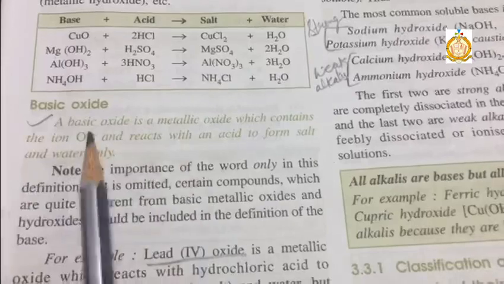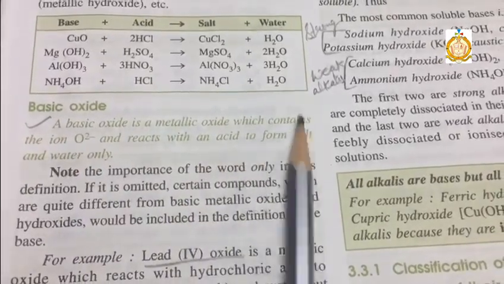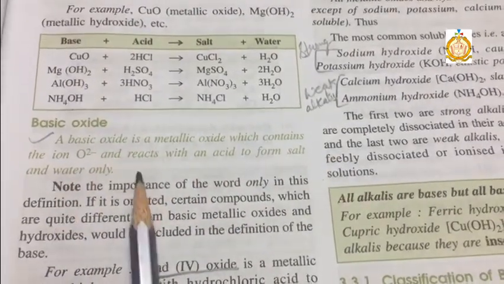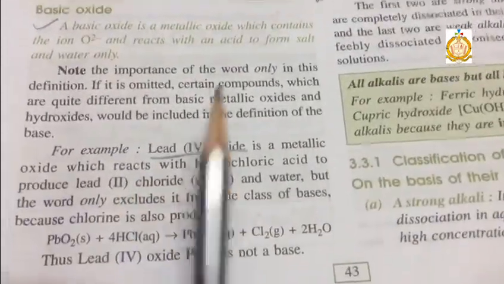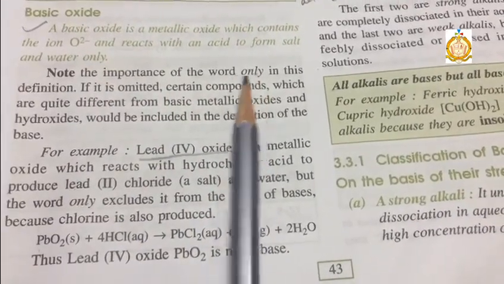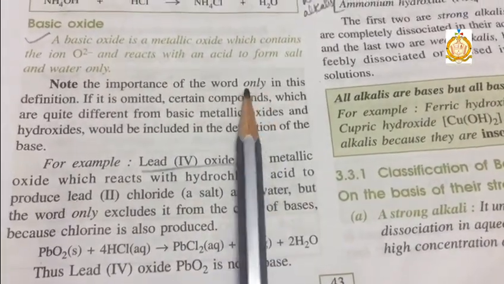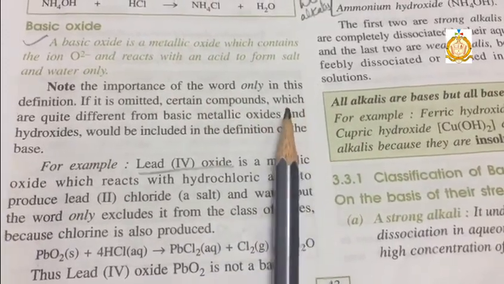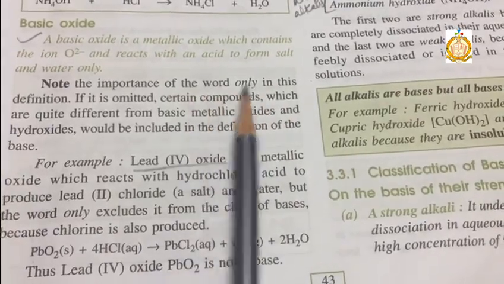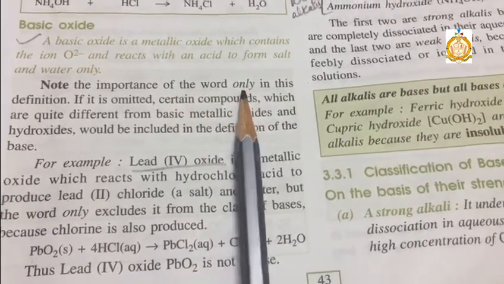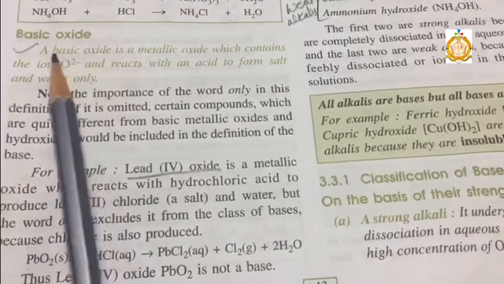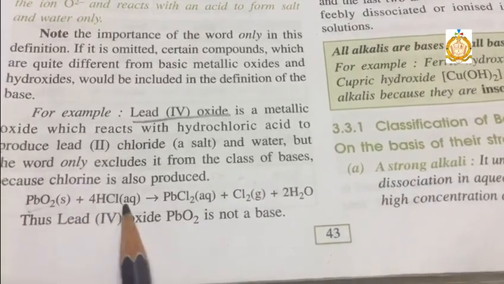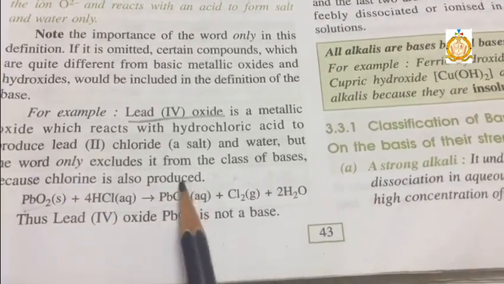So what is a basic oxide? A basic oxide is a metallic oxide which contains the oxide ion and reacts with acid to form salt and water only. Take this example. The word only is very important, because when there are more products than salt and water, this word only is omitted and the oxide is not known as a basic oxide. Example, lead 4 oxide. See, when lead 4 oxide reacts with acid, lead chloride is there, salt, water.